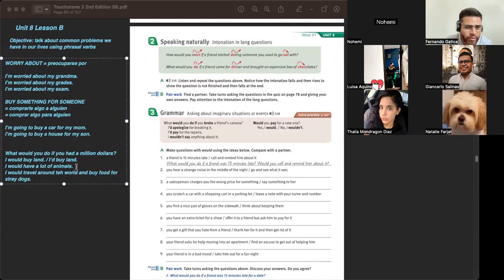I would travel around the world and buy food for stray dogs. Natalie, what are stray dogs? Perros de la calle, perros callejeros. Very good. Stray dogs, perros callejeros.